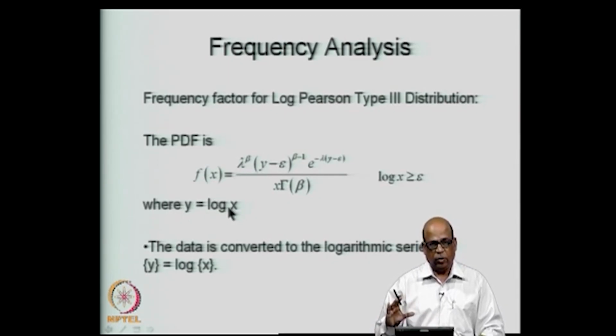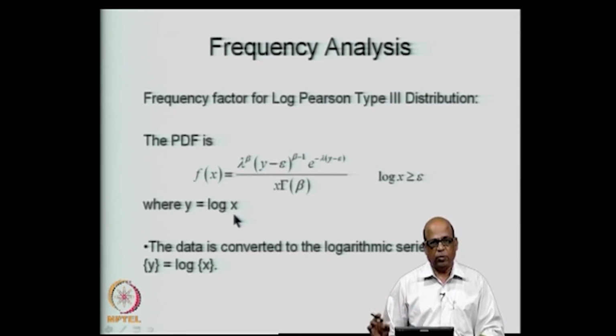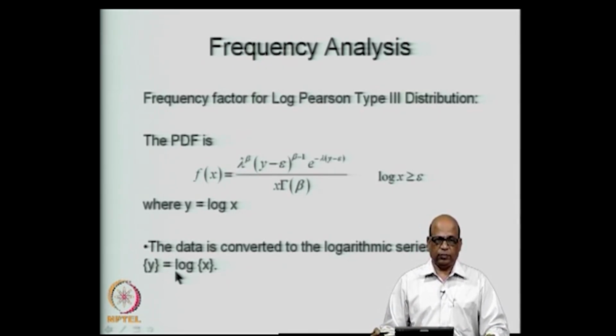Let us say you are talking about annual maximum discharges. Then the series x consists of the annual maximum discharges. Convert x into y by taking the logarithm of x and then use the y in this particular expression to get the PDF. However, we are not interested in getting the PDF, we are interested in getting the flow values corresponding to a particular return period. So, we convert x into y by taking the logarithm and then construct the series y is equal to log of x.